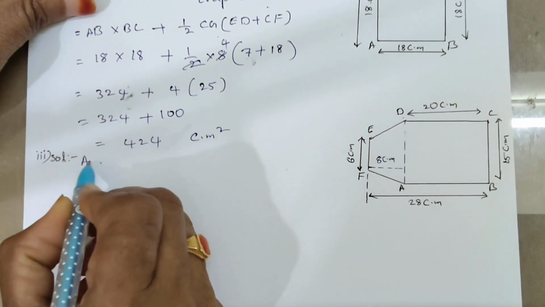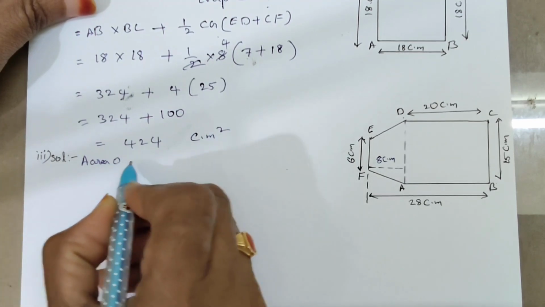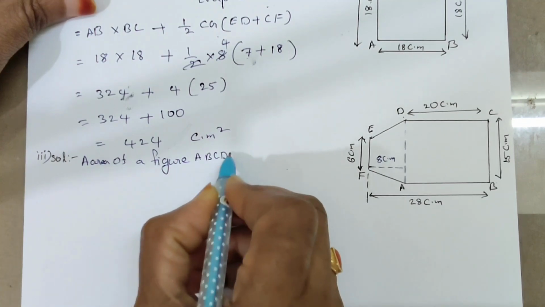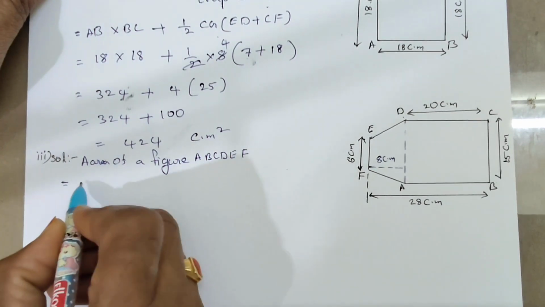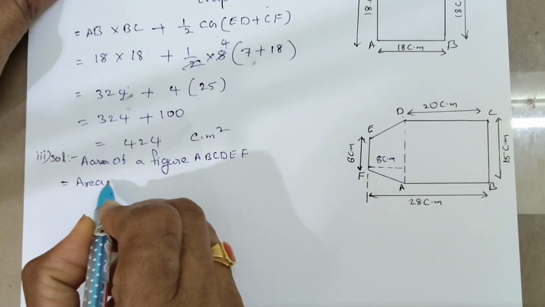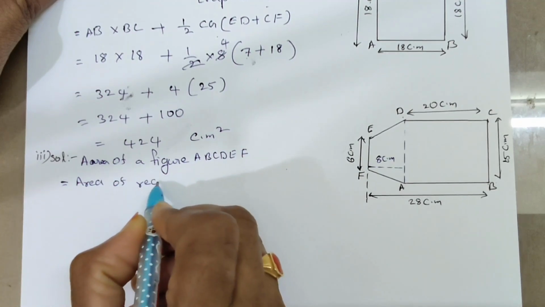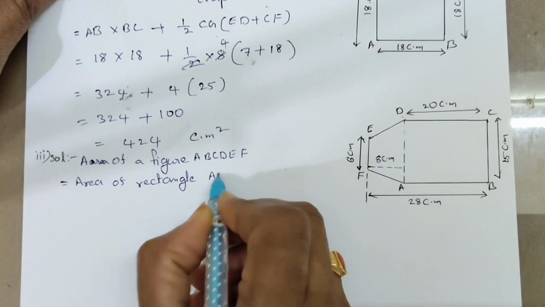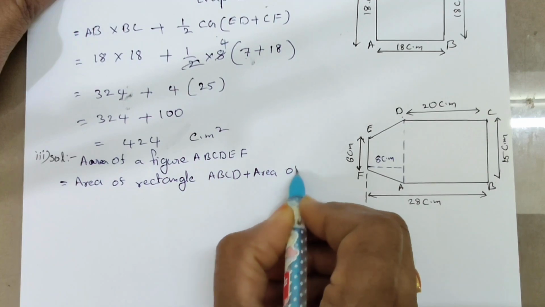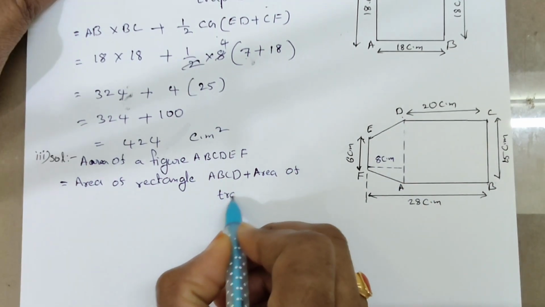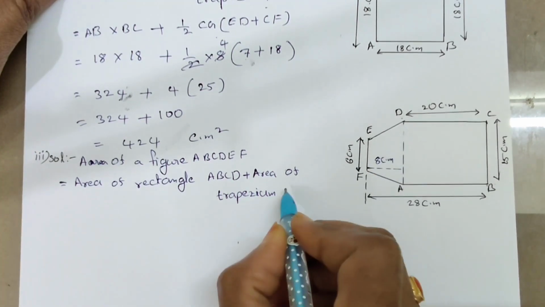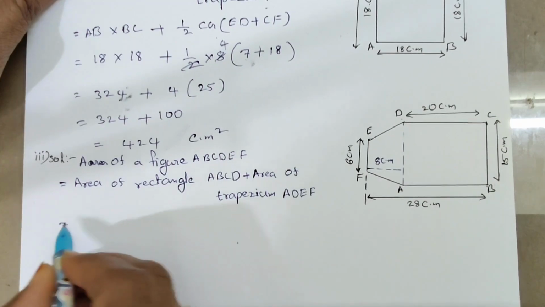So here we write the area of figure ABCDEF. Area of figure ABCDEF is equal to the area of rectangle ABCD plus the area of trapezium ADEF. So now here we find these two areas.